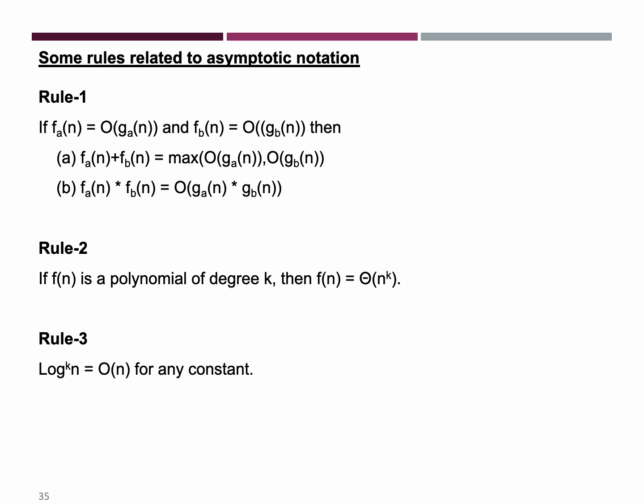Now rule 2 is about polynomial functions. If f(n) is a polynomial of degree k, then f(n) equals big O of n^k. I think it's big O, not minus, some typo maybe.